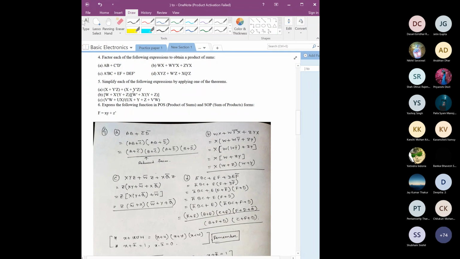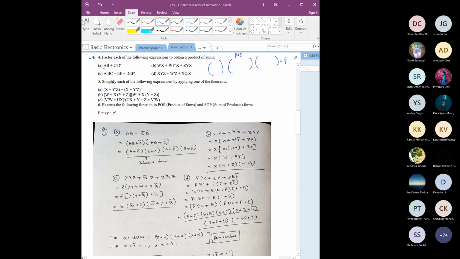So here, if you see this question number 4, then factor each of the following expressions to obtain a product of sums. Sorry, so product of sums we have to get. Product of sums means POS form, right? It is a kind of this form, right? So the ultimate function would be written in this way, right?